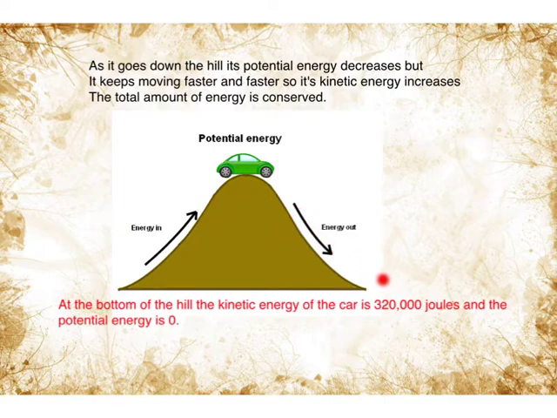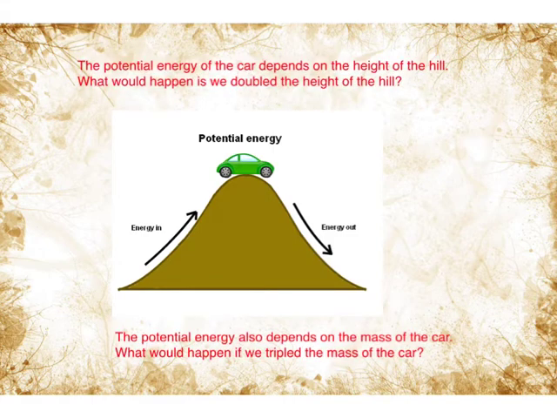It gets to the very fastest at the bottom of the hill, where it has the greatest amount of kinetic energy, and when it has the greatest amount of kinetic energy, its potential energy is 0. So at the top of the hill, it has 320,000 joules of potential energy. At the bottom, it has 0 potential energy. But at the bottom of the hill, it's going the fastest, so that potential energy has turned into 320,000 joules of kinetic energy.